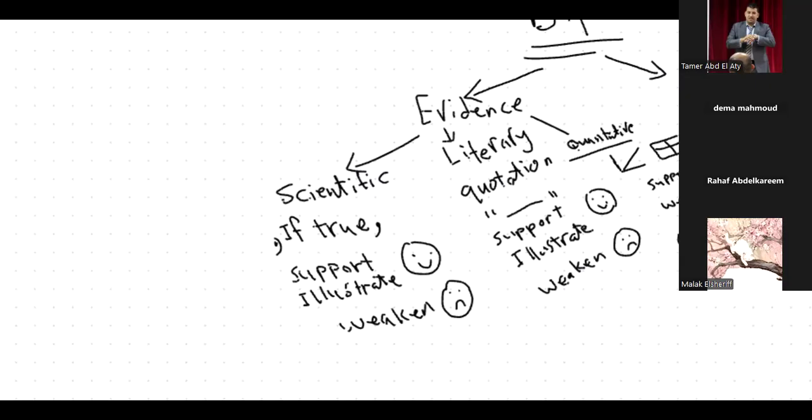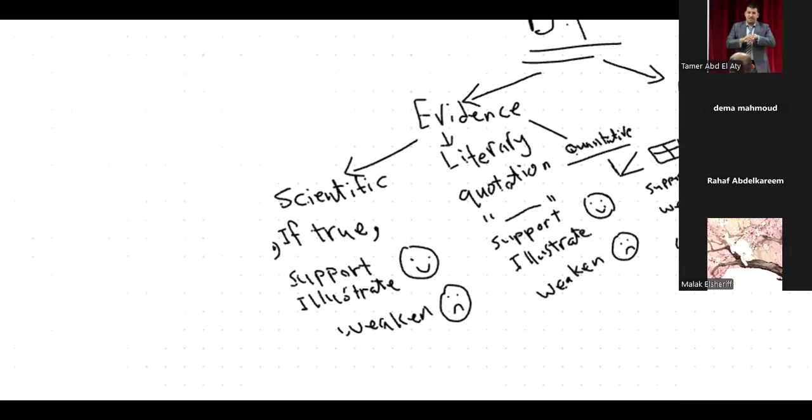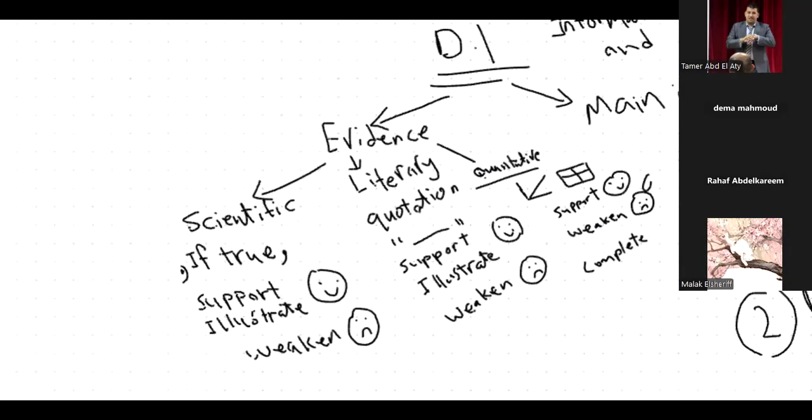Then the second sub-skill of evidence is literary. How do we know it? From the quotation. What does he want? Again, he wants you to support, illustrate, or weaken. The same thing, but here it is a quotation. Again, support, illustrate, or weaken a claim, so search for claim. Hypothesis, search for hypothesis. The same thing.